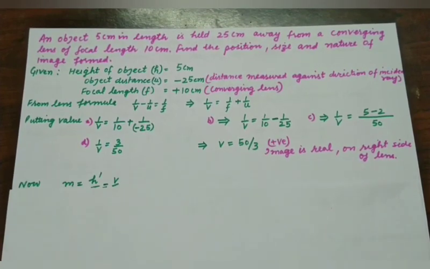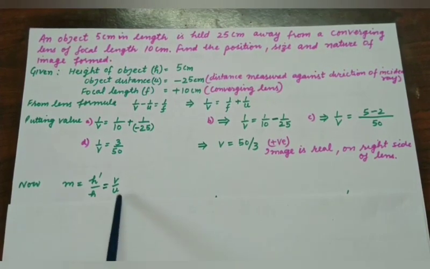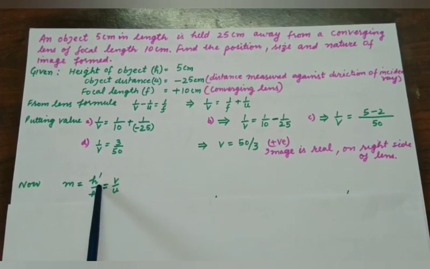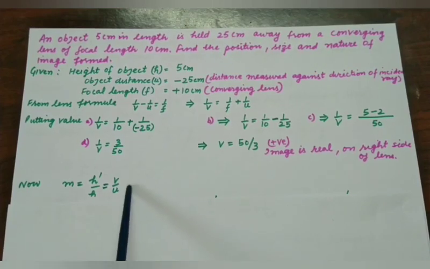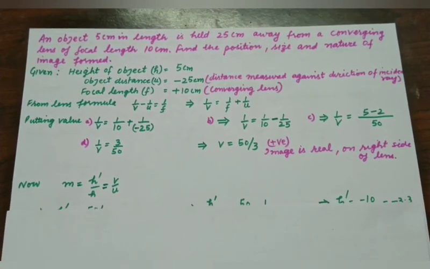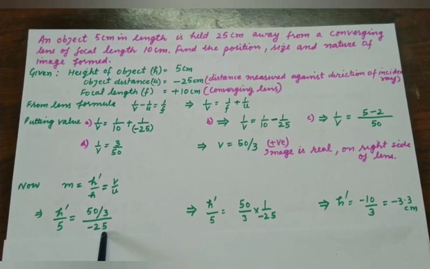Now we know the formula for the magnification. m is equal to h dash by h is equal to v by u. h dash is the height of the image, h is the height of the object, v is the image distance, u is the object distance. You know three values and you can calculate h dash. So put the values here. h dash by h. h is 5 centimeter, it was already given. v we have calculated 50 by 3 and u is minus 25.